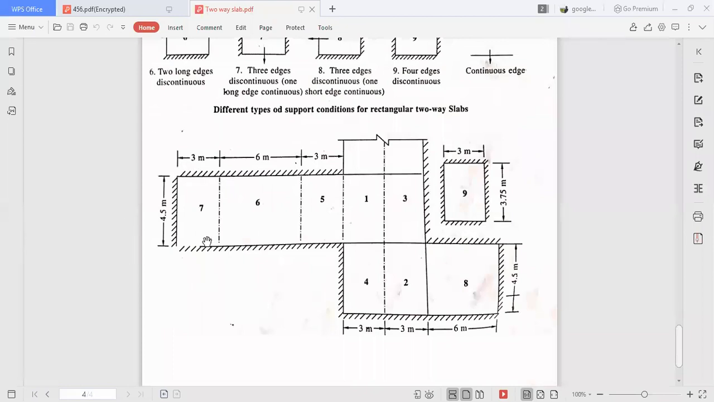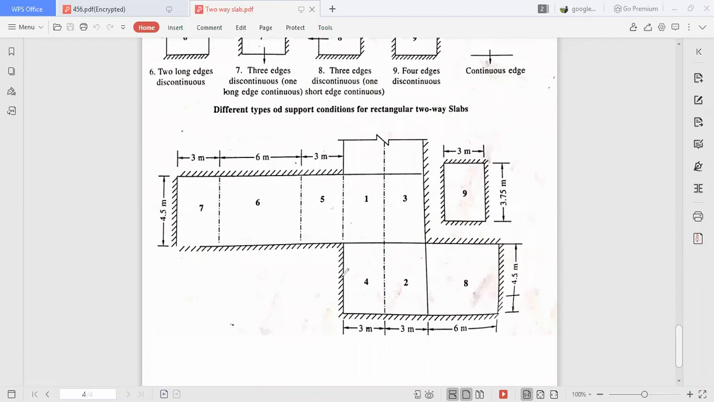If you observe this figure, for this seventh panel, these three edges are discontinuous. That means there is no slab on these three sides. But here there is a slab. You can observe clearly from 7th to 6th, there is a common edge, right? That edge is continuous. Why? Because the 6th panel is also there. In the same way, for the 6th panel, these two edges are continuous. The 7th panel and the 5th panel are there, so these two edges are continuous, but these two edges are discontinuous.